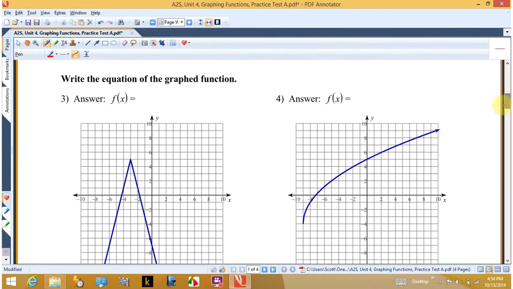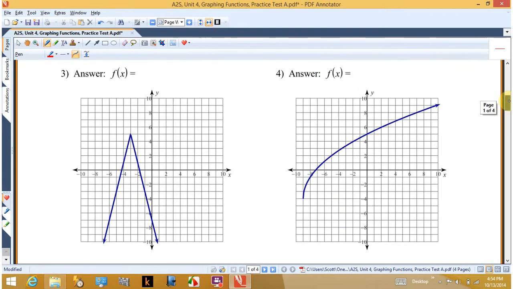Okay, write the equation of the graphed function. Now this is going to be a little bit harder. So first thing is let's think about where my parent function is going to be. The parent function would be y equals the absolute value of x, because I can see that this is an absolute value. It creates a V.